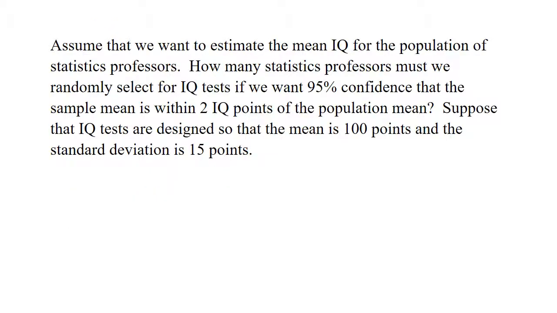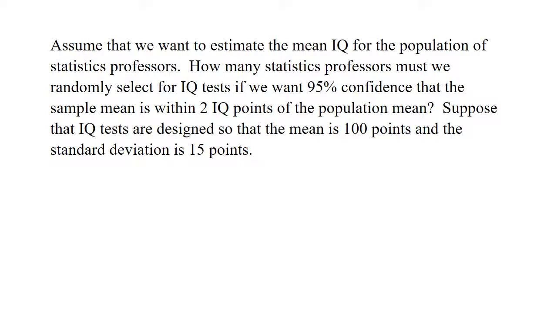Here's an example. Assume we want to estimate the mean IQ for the population of statistics professors. How many statistics professors must we randomly select for IQ tests if we want 95% confidence that the sample mean is within 2 IQ points of the population mean? Suppose that IQ tests are designed so that the mean is 100 points and the standard deviation is 15 points. So we've got that formula. We know that we are trying to find the sample size.